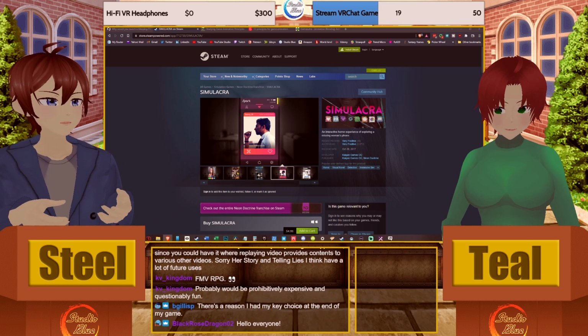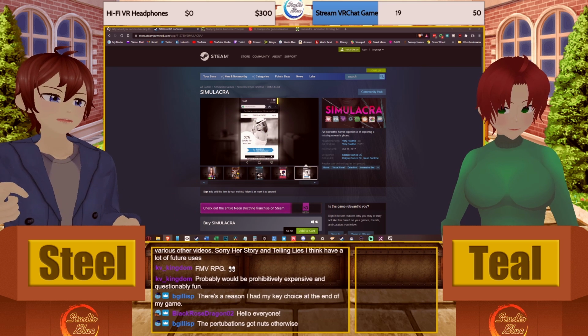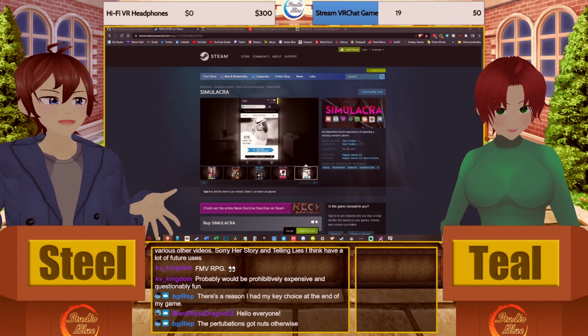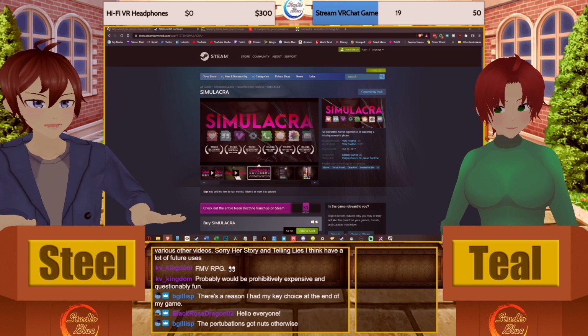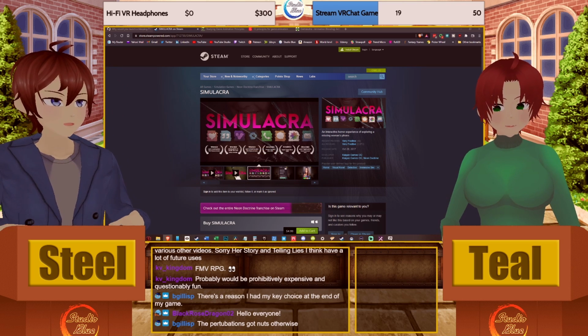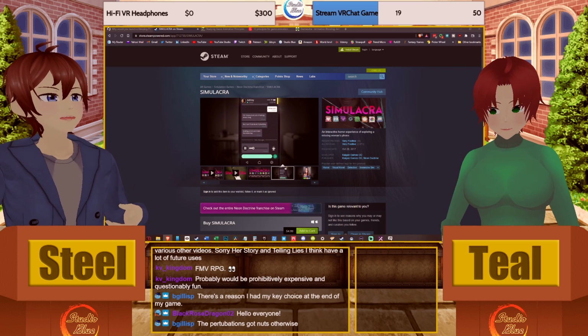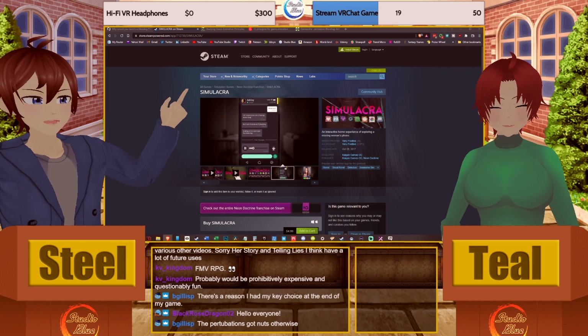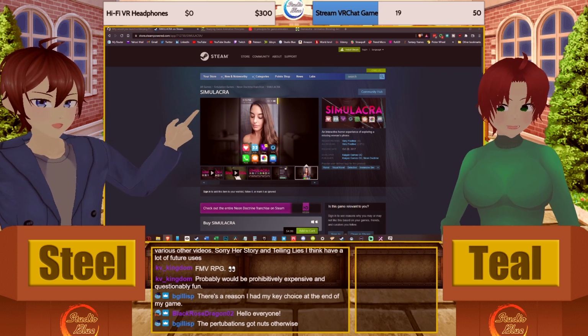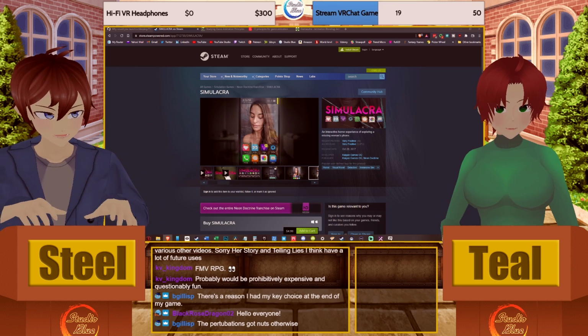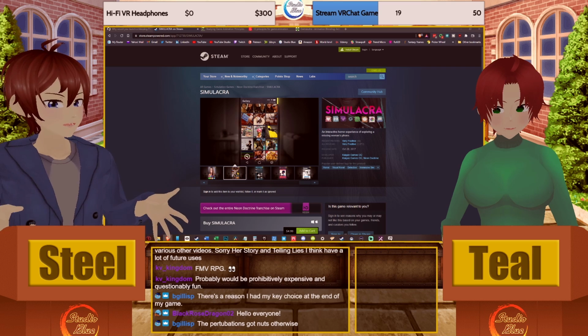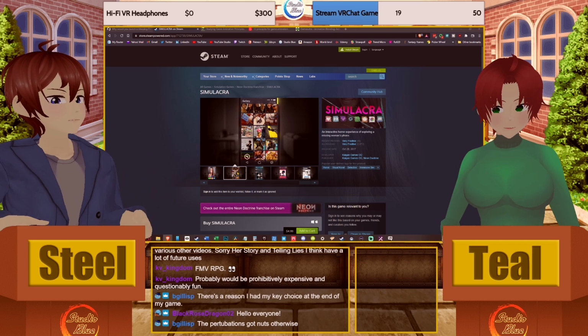Absolutely. Look what Rack says. Rack brings up a great point. He says, I think multi-layer video mystery is a good approach since you could have it where replaying video provides contents to various other videos. And Simulacra does exactly that. And Simulacra 2 is pretty much more of the same. They're smaller in scope than what other games could be, but they're still very well put together.